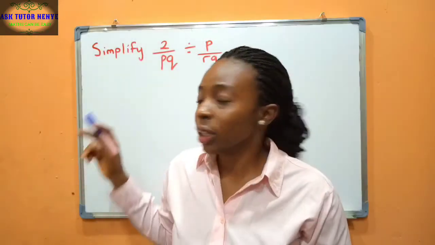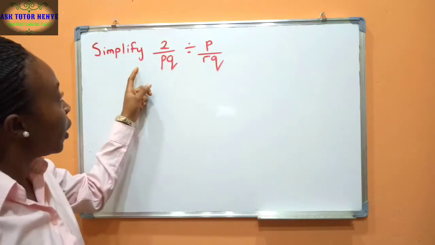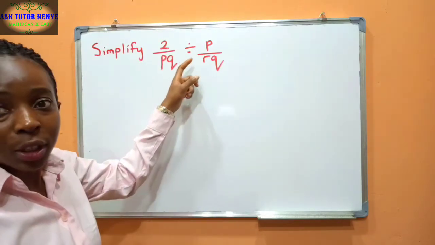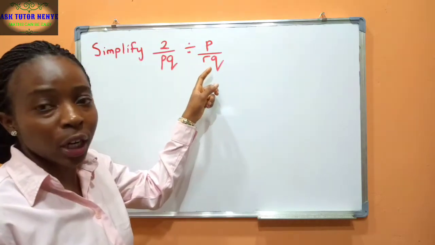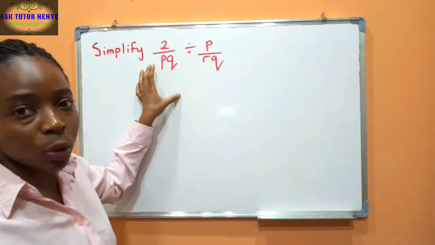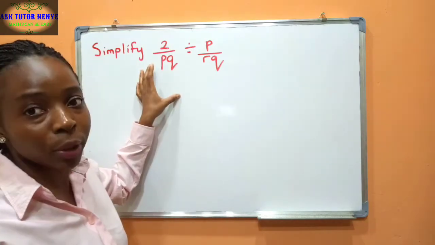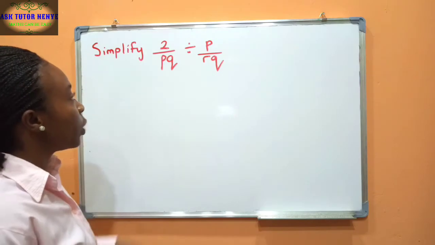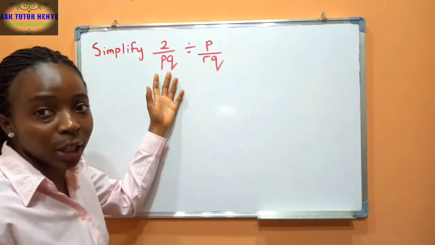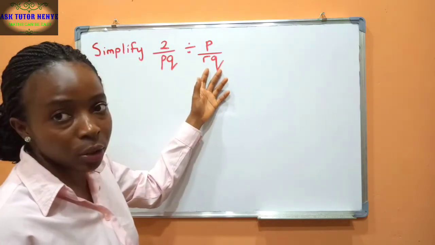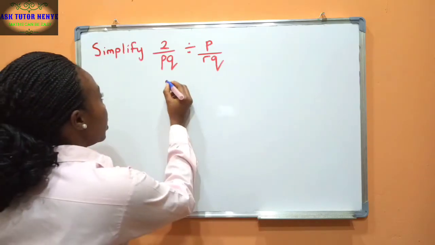Let's take a look at this example. Simplify 2 over PQ divided by P over RQ. When you're given a question like this, how do you go about solving it? If you observe, we have a fraction on the left hand side and equally a fraction here. So whenever you're given something like this, here's what you do.